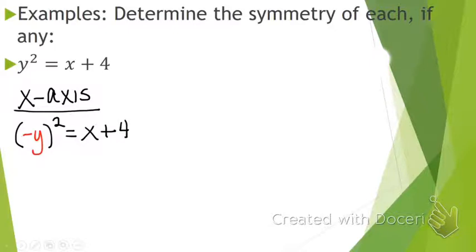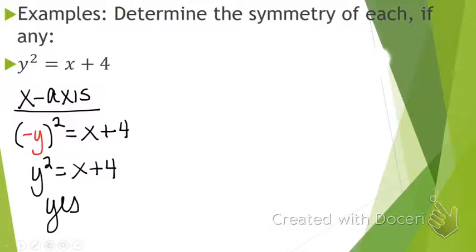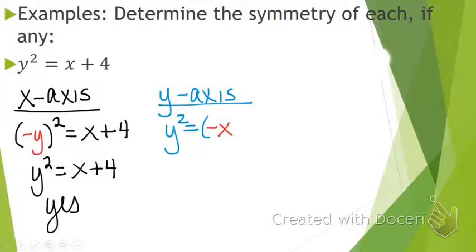Well, negative y squared is equal to positive y squared. So if you look, notice we are back at the original. So the answer would be yes. This does have x-axis symmetry. Let's go ahead and check for y-axis symmetry. So when I'm checking for y-axis symmetry, we're going to replace the x with negative x.